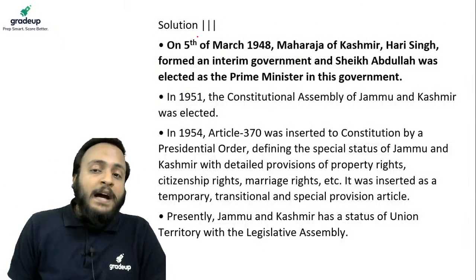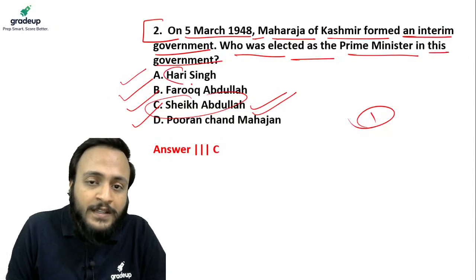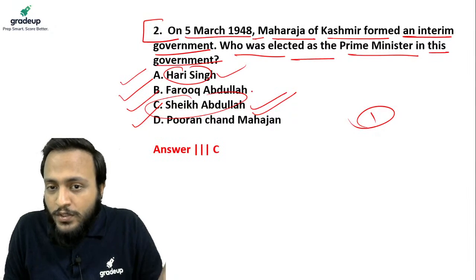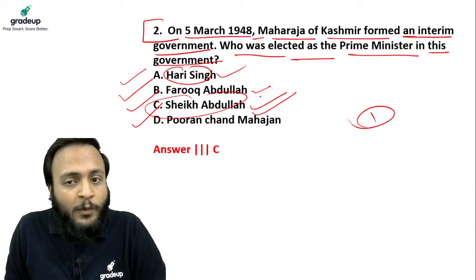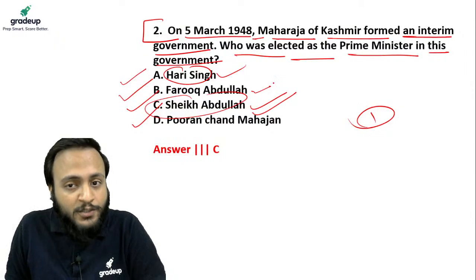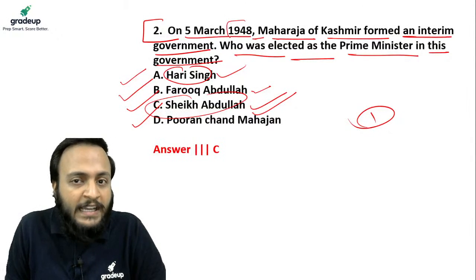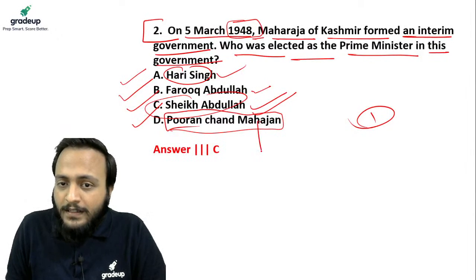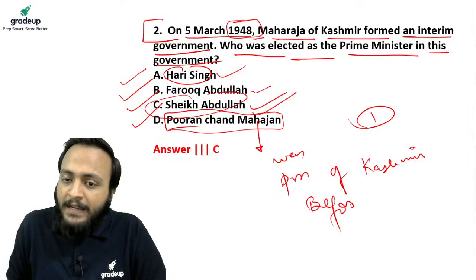First of all, Maharaja Hari Singh. What was the name of the Maharaja of Kashmir? Hari Singh. So the first option is eliminated automatically. We all know that Farooq Abdullah used to be the CM up to very recent time. He and his son Umar Abdullah are still active in Kashmir politics, so he cannot be the option for sure, because this is a very old time period. Then Puran Chand Mahajan. Friends, he was the Prime Minister of Kashmir before independence.